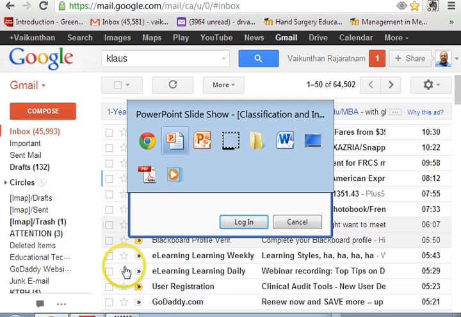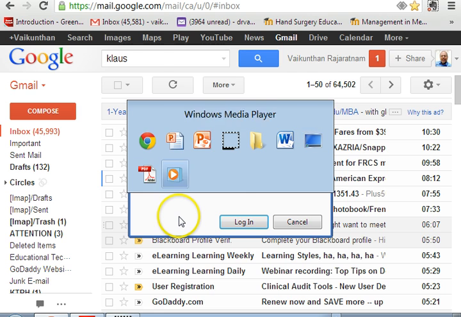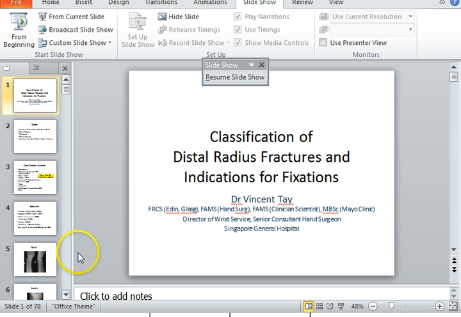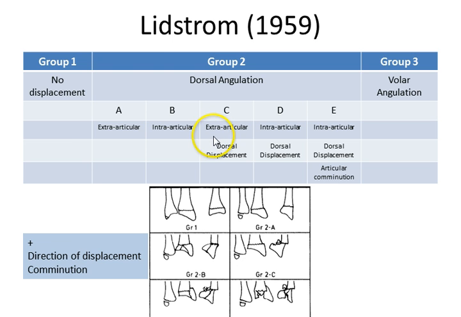And then they divided, so they divided group 2, because at that time dorsally angulated fractures were more common. So they subdivided them into 5: A, B, C, D, E, all right? The subdivisions are based on whether it is articular. Extra-articular for A, B is intra-articular, C is extra-articular with dorsal displacement.